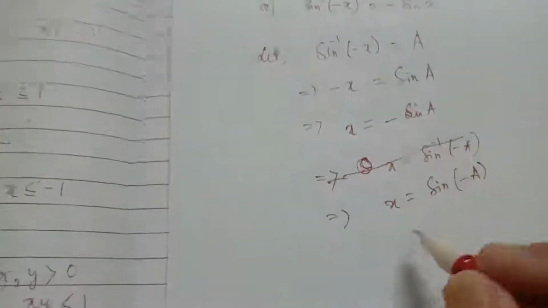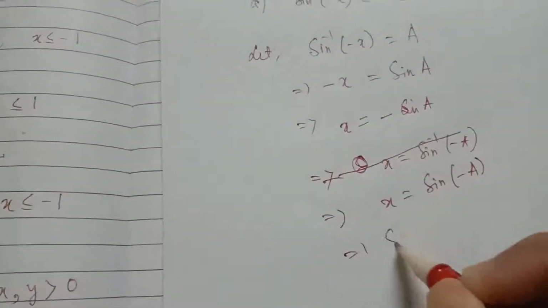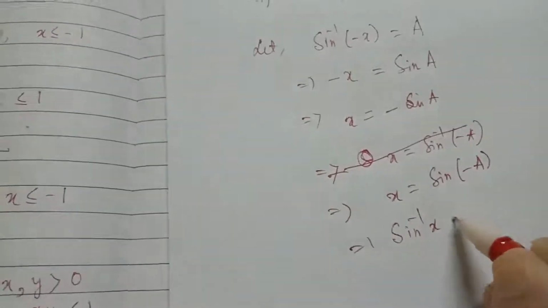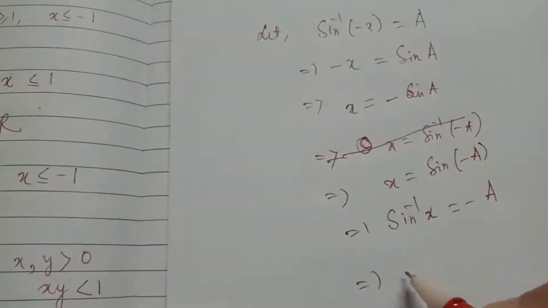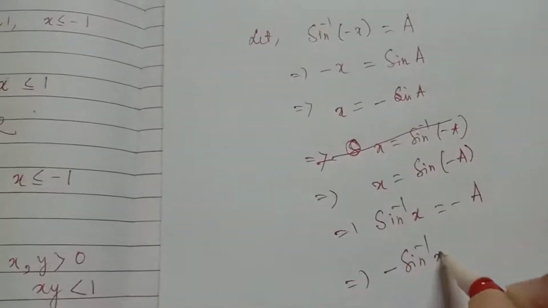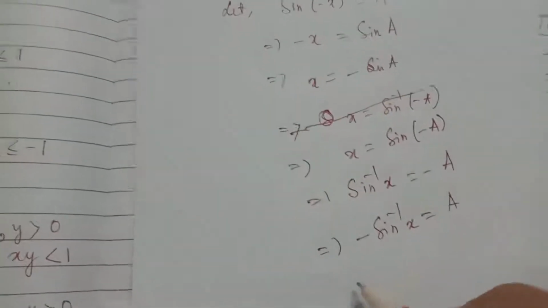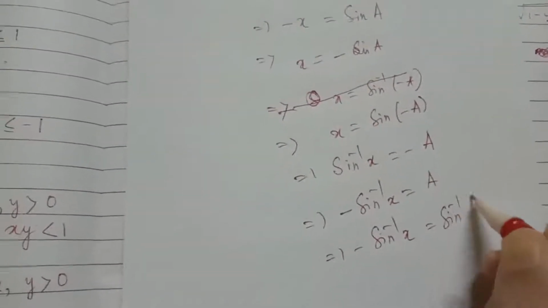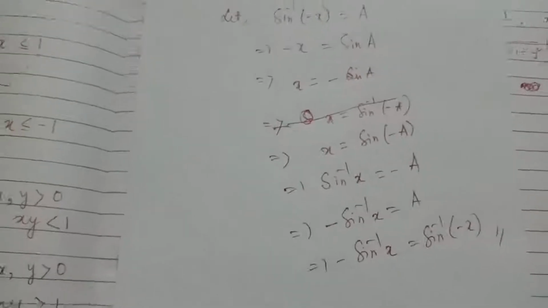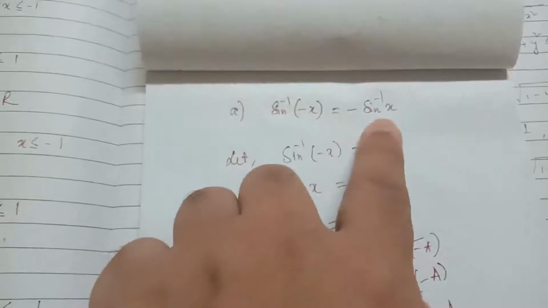Sine inverse of x is equal to minus of a. Let me bring a to that side. Minus of sine inverse of x is equal to a. And what is a? a is sine inverse of minus x. Very simple proof. So this is the proof of the first theorem: sine inverse of minus x is equal to minus of sine inverse of x. Next, let us prove the third one.